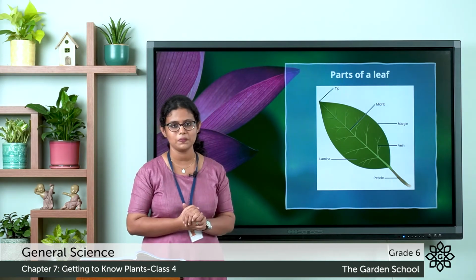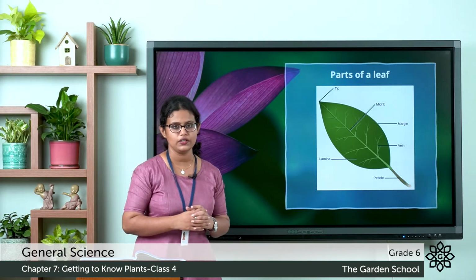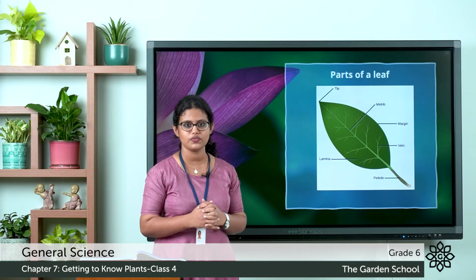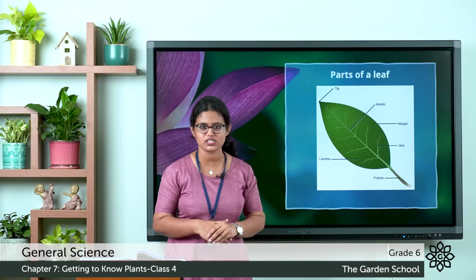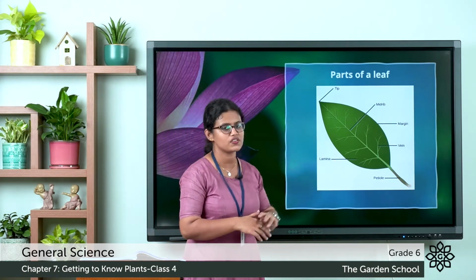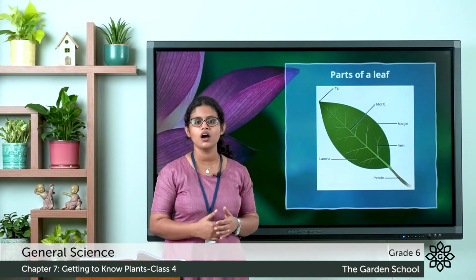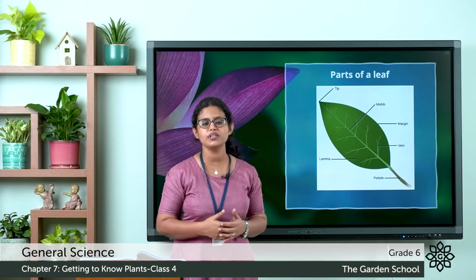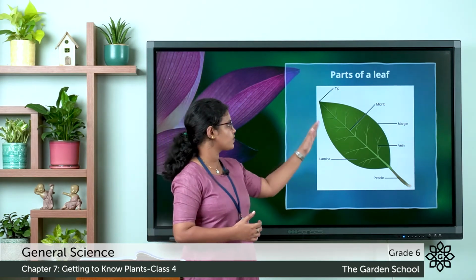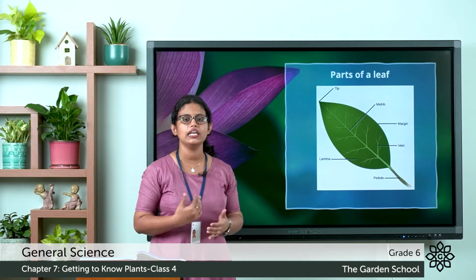So now let's discuss the different parts of a leaf. All of you, just closely observe the picture of this leaf. Here you can see this flat broad surface. Can you all see this flat broad surface? That part we call the lamina or the leaf blade.